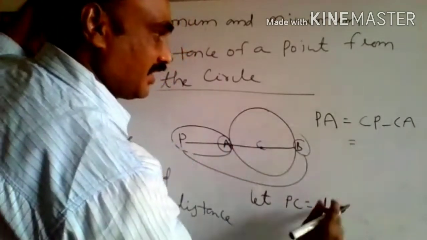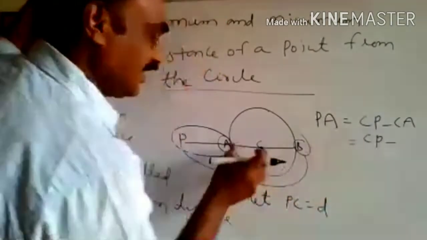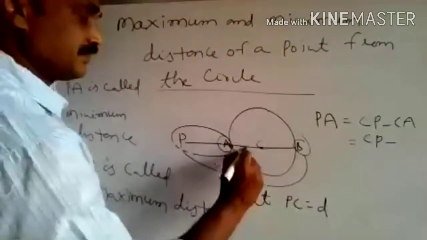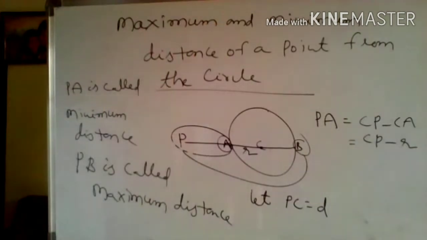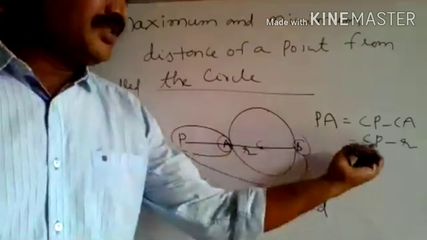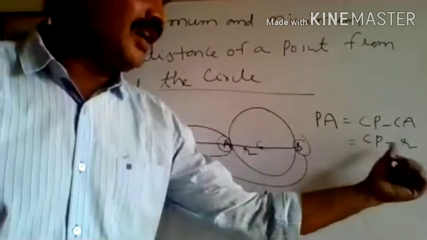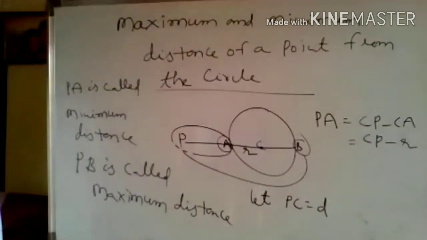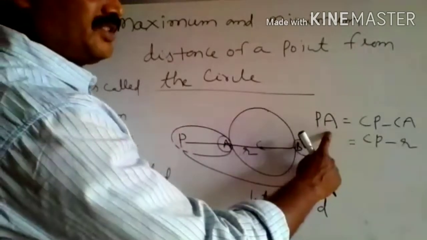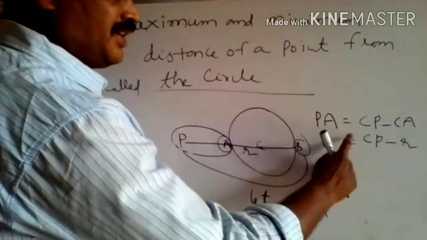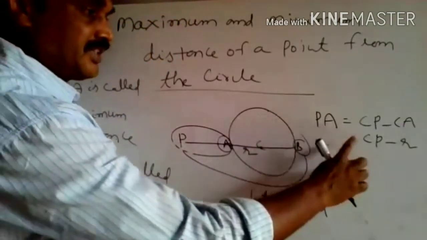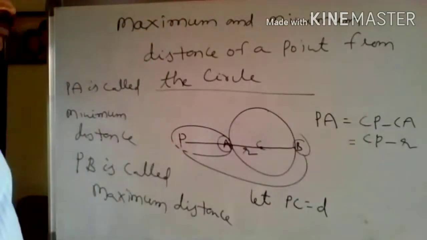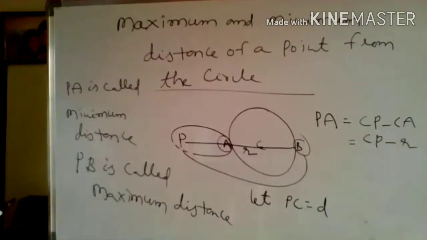CP is equal to D, and CA is the radius. So the minimum distance formula is CP minus R, or R minus CP, but distance is not negative. Therefore PA is equal to CP minus R. The minimum distance formula is CP minus R.